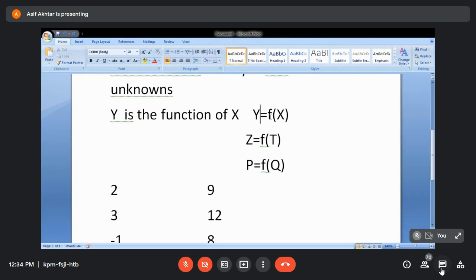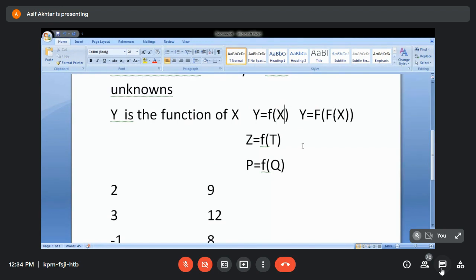F is the symbol, f is the representation. Y is a function of what is in the bracket, x. Whatever is there in the bracket, that means this is a function of this.